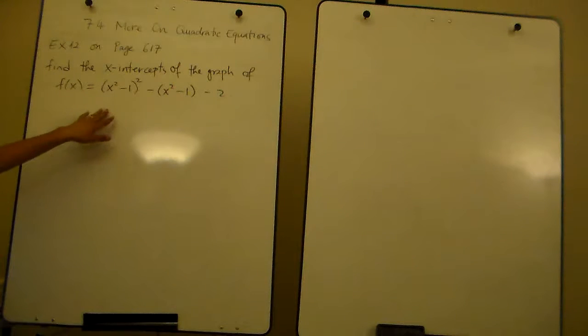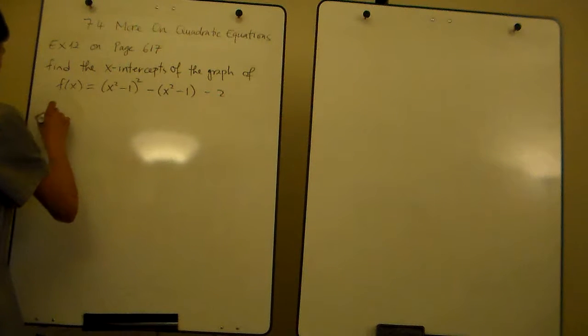Example 12 on page 617. Find the x-intercepts of the graph of f of x equal to this. Solutions.